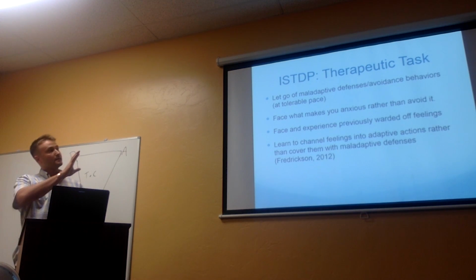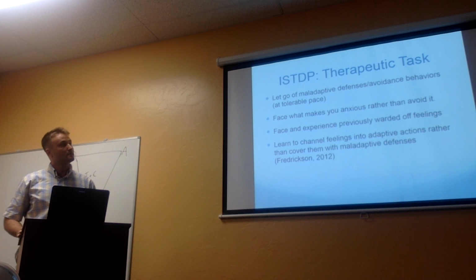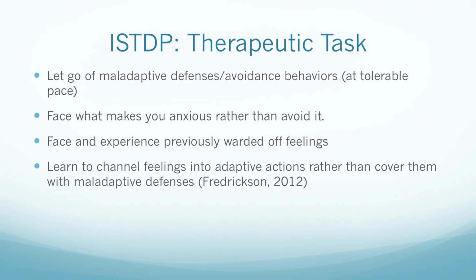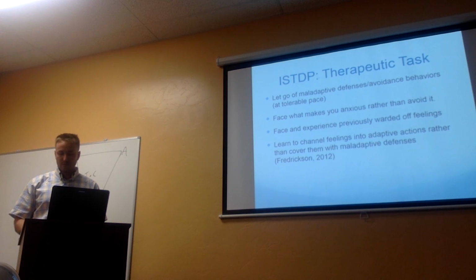So the therapeutic task of this model, the quick and dirty version, is to let go of maladaptive defenses and avoidance behaviors at a pace that's tolerable, of course. To face what makes you anxious rather than avoid it. Face and experience previously warded off feelings, and learn how to channel those feelings into adaptive actions rather than avoid them and cover them up.